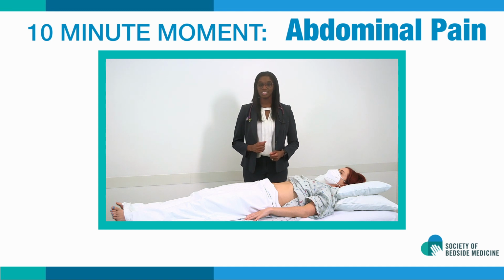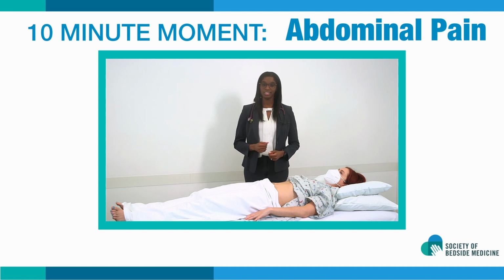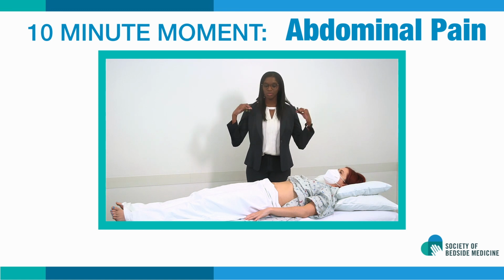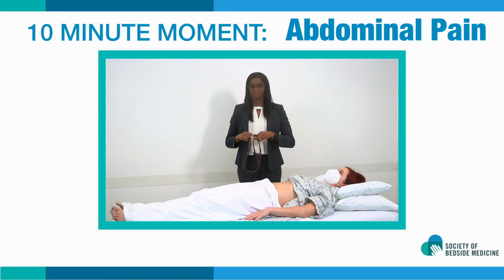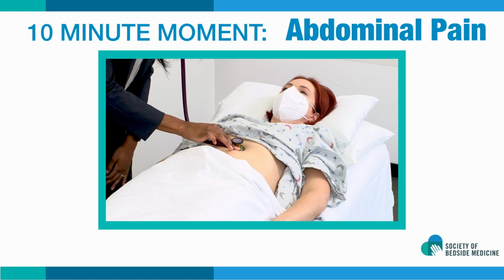Learners are often taught to listen in all four quadrants of the abdomen. However, this is not always necessary. It is important to teach learners that normal bowel sounds modestly decrease the likelihood of a small bowel obstruction, and normal bowel sounds vary greatly from moment to moment, particularly as it relates to oral intake. I will now demonstrate auscultation of the abdomen. I will briefly listen in 2 to 3 areas of the abdomen, and I'm hearing normal bowel sounds.